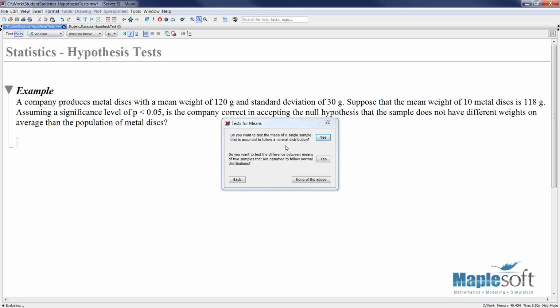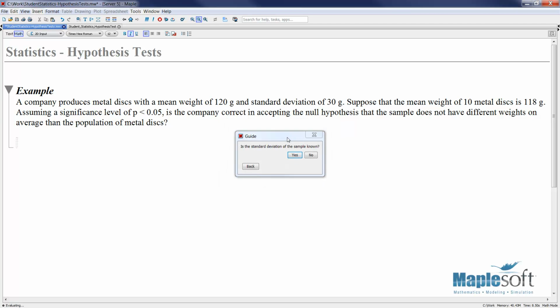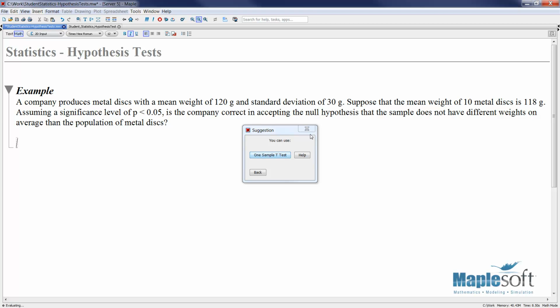So in our example problem, we were given a single sample, and we're going to be testing this against a population, and we're going to make an assumption that the population does follow a normal distribution. So we'll say yes to the first one here. Next, we're asked, is the standard deviation of the sample known? Now, in our particular problem, it is known, so we can click yes here. But just to show you what else we can get from this, if we did click no, we would be given an alternative test. So in this case, it would be a one sample t-test.